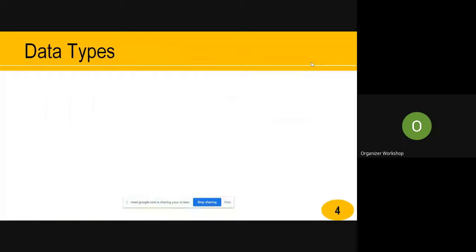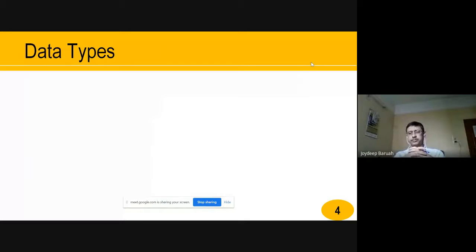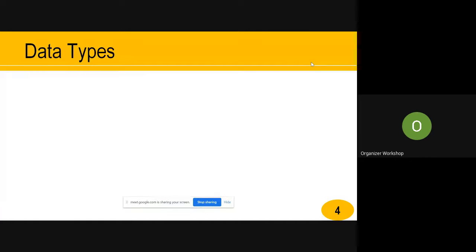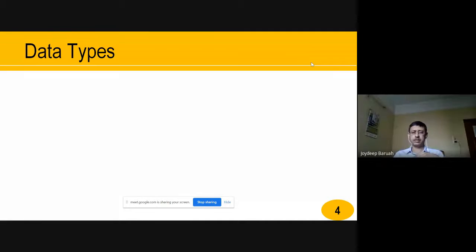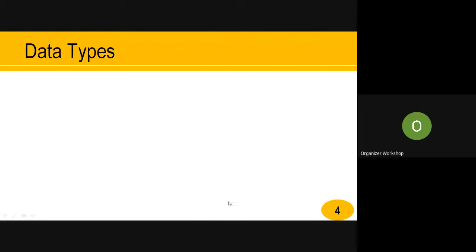Now, sir, if we look at, yes. Sir, please click on the hide tab so that we can see your full screen. This one, this Google meet.google.com is sharing your screen. Yes. On the side of the stop sharing, there is a button, hide. Yes. Click on this. Okay. Thank you, sir. So now it's okay. Yes, sir.